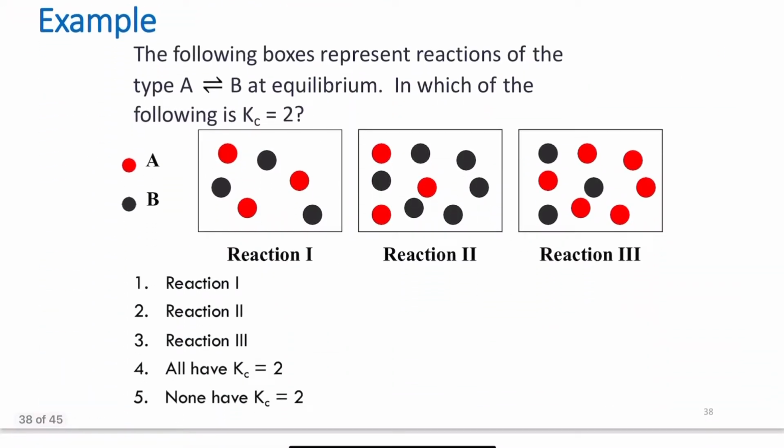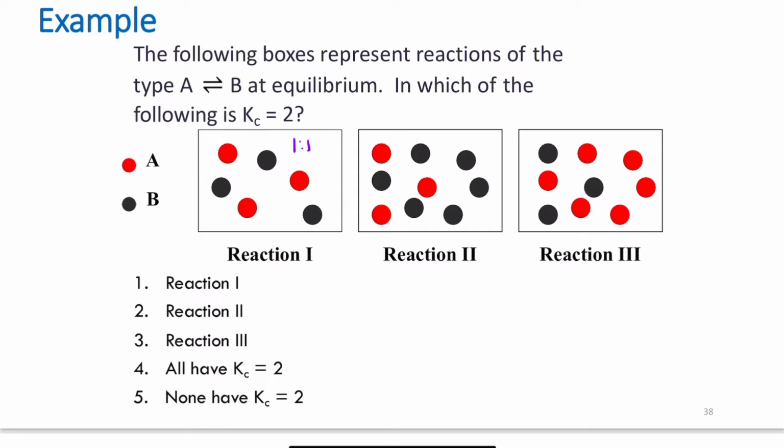The following boxes represent reactions of the type A in equilibrium with B at equilibrium. In which of the following is Kc equal to 2? Well, our A is the little red dots, our B is the little black dots. So if I've got A in equilibrium with B, and Kc is equal to 2, here I've got a 1-to-1 ratio. That's not going to do it.